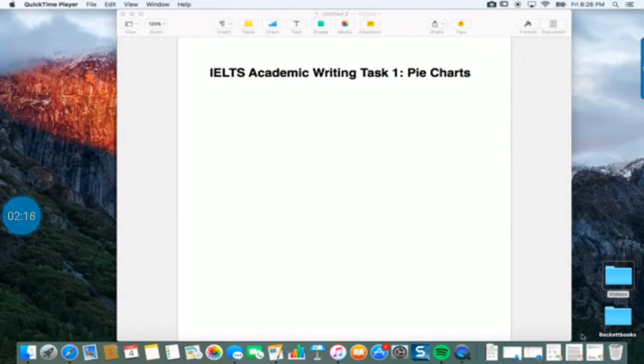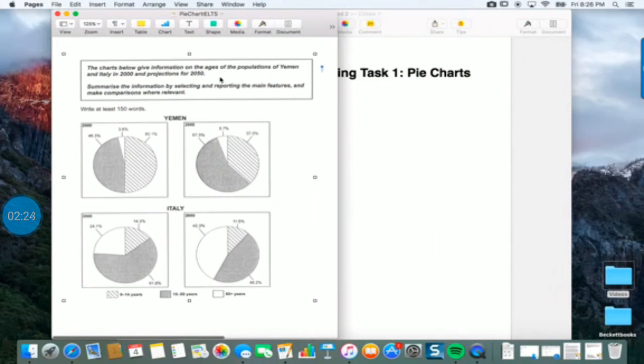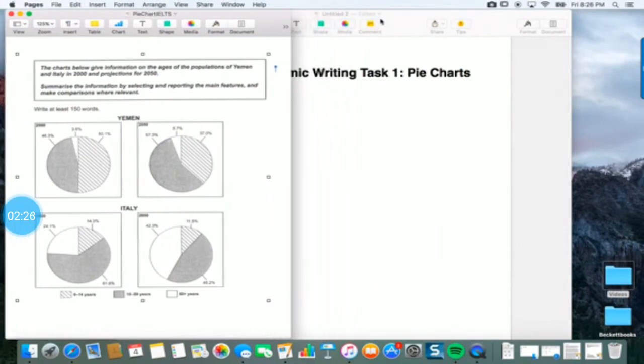So let's start, as promised, with pie charts. Now, if you take a look here, you've got a pretty standard set of IELTS pie charts. Taking a look over here, you can see that we've got charts giving information about ages of the population for Italy and Yemen, for 2000, and projections for 2050. And of course, summarize the information, select and report main features, and make comparisons where relevant.